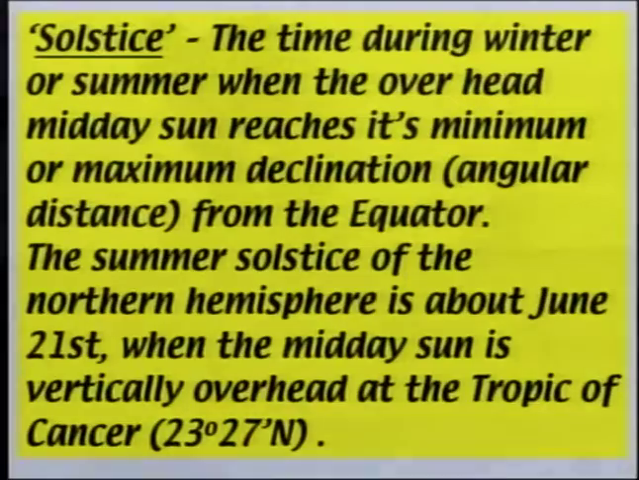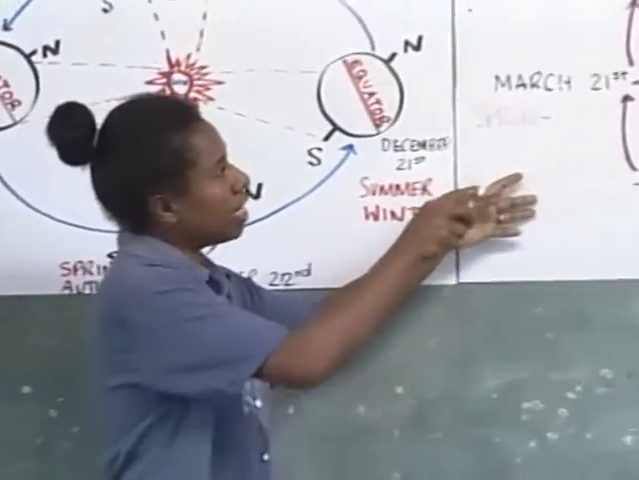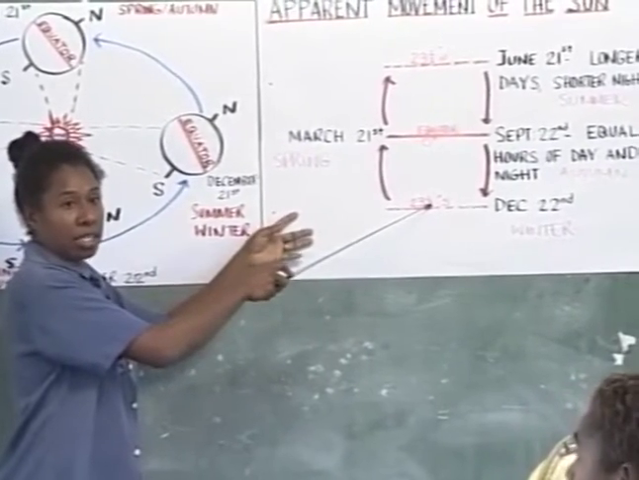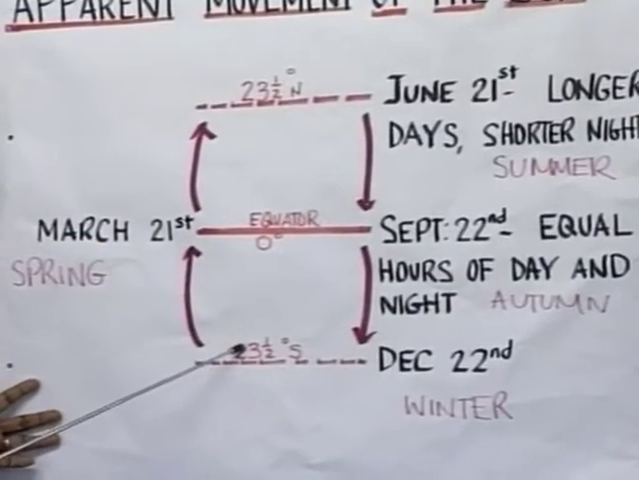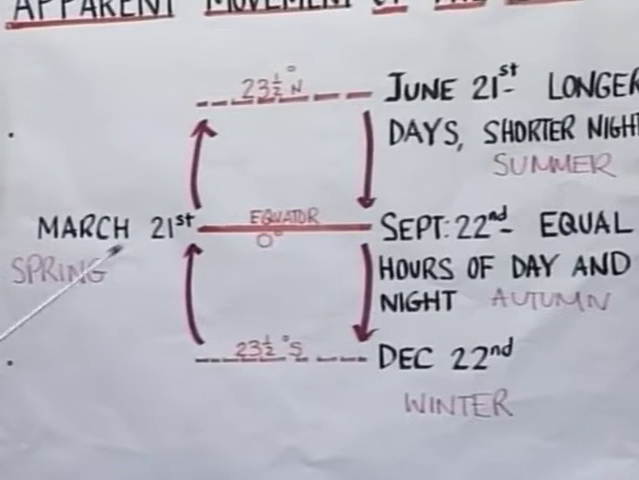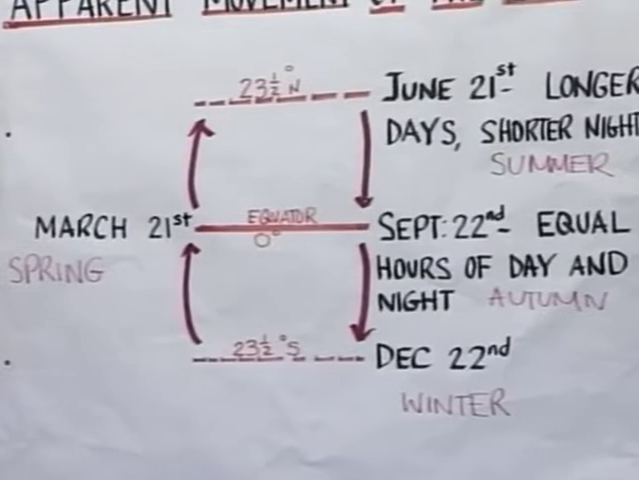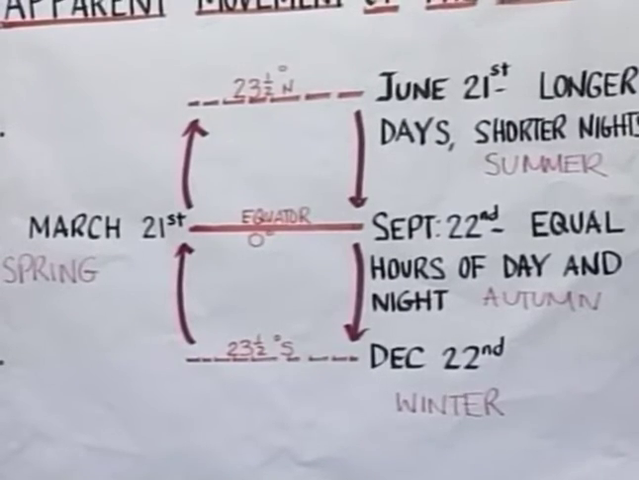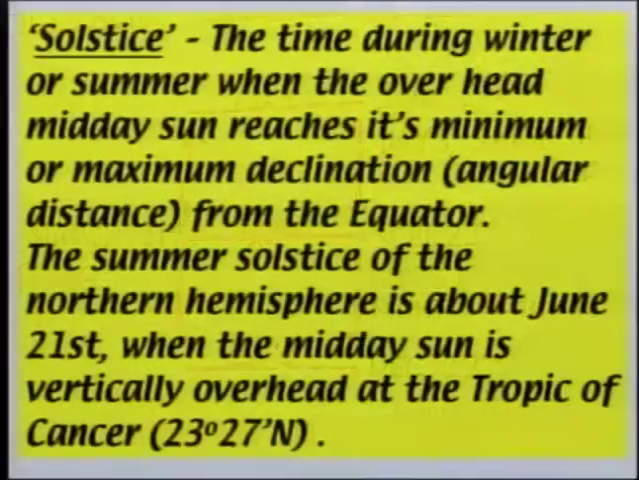Remember, I mentioned also that solstices is the time of the year when the sun is directly above the tropics. We look at the winter and the summer seasons coming in together with solstices. And it is also the time of the year where we have the longest days and shorter nights, or vice versa, in the different hemisphere. From the monitor, the definition given there reads: the time during winter or summer when the overhead midday sun reaches its maximum or minimum declination or angular distance from the equator.